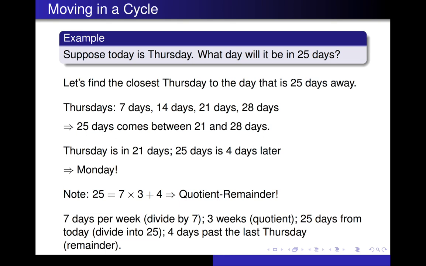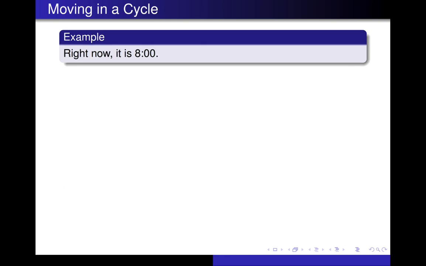Now, days of the week is not the only example of something that moves in a cycle. Let's think about time. So, for instance, right now it is 8 o'clock. What time will it be in 67 hours? And again, just like days of the week, time works in a cycle as well. Every 12 hours, it's going to be the same time as it was 12 hours ago.